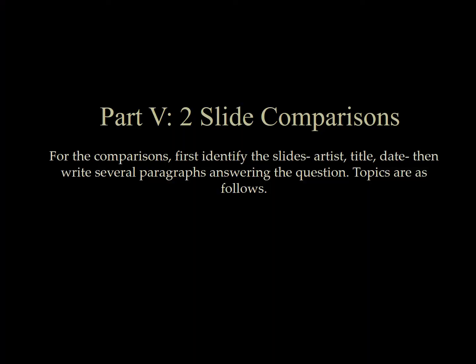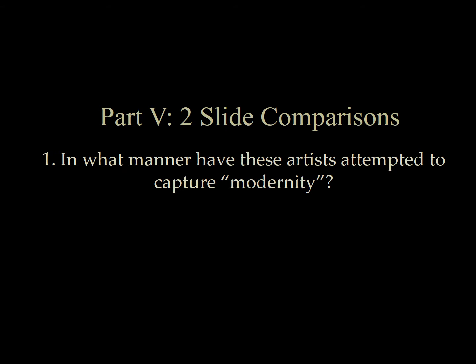Now, the next section, and the last for undergraduates, will be the slide comparisons, whereby you will be given a main theme and then shown two works to discuss in relationship to that topic. The first topic in the slide comparisons will have you discuss the way in which artists tried to capture modernity in the sense that it was understood in the 19th century.